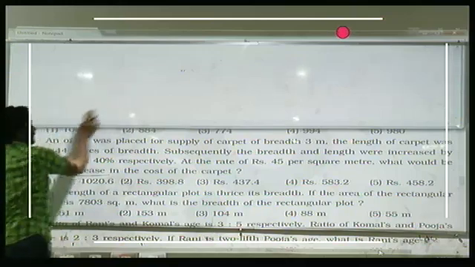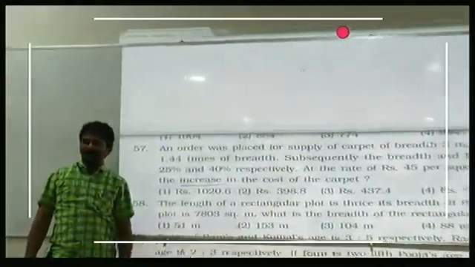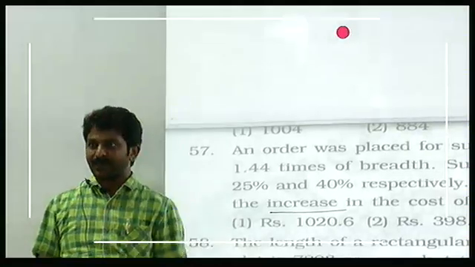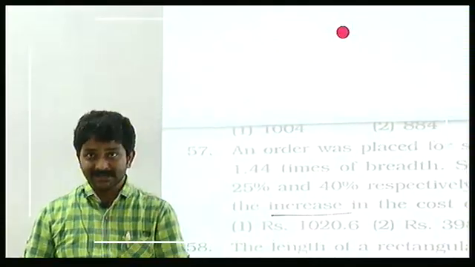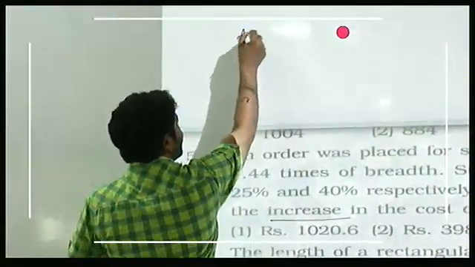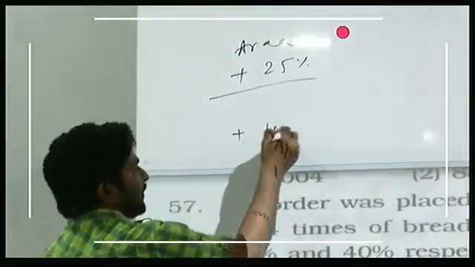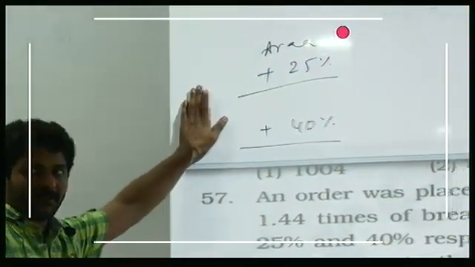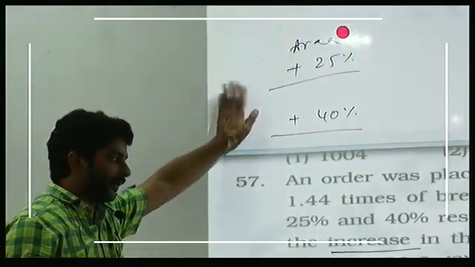Yes or no? If you increase its breadth, the final effect goes to area. And if you increase length, the final effect again goes to area. A single value changes two times. To calculate the overall effect, you can go for A plus B plus AB by 100. Or else, you first calculate the original area, increase its value by 25%, then again increase its value by 40%. Then you will get the overall area. The difference of the areas will be the increased area. If you multiply that number with 45, you will get your answer.